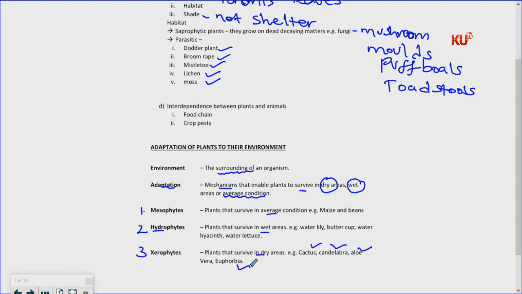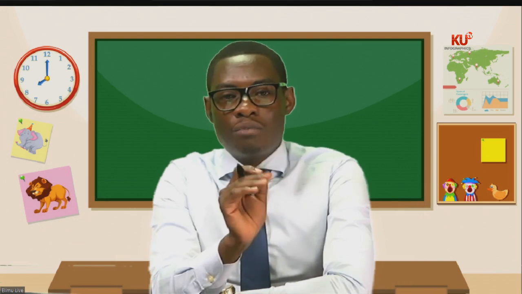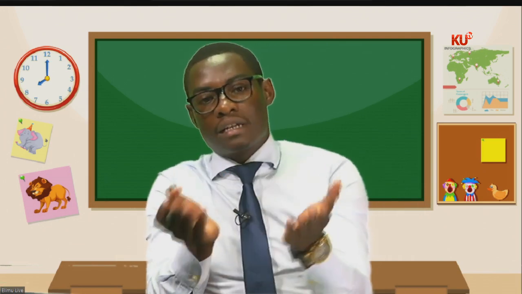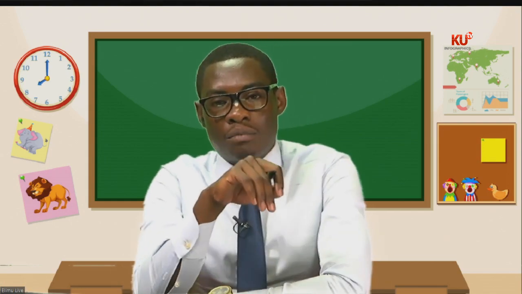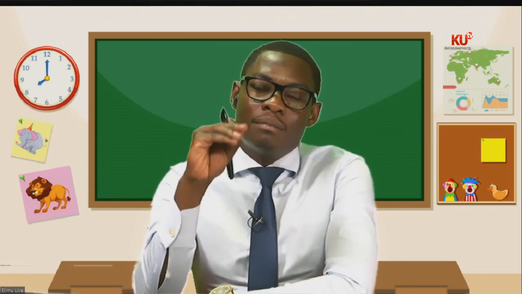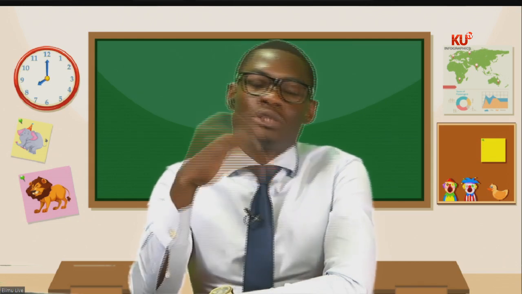So these plants have characteristics that make them similar to each other, characteristics that enable them to survive in dry areas. Let's look at dry areas. In dry areas, there's minimum water. So these characteristics have to be such that the plant is able to maximize on the little water that is available. While maximizing on the little water available, it should also lose as little water as possible. It should not lose much water.